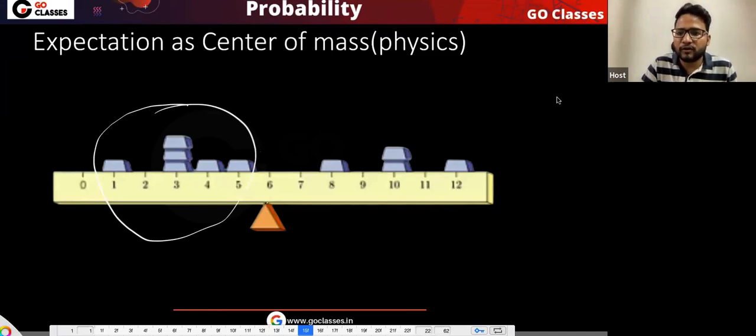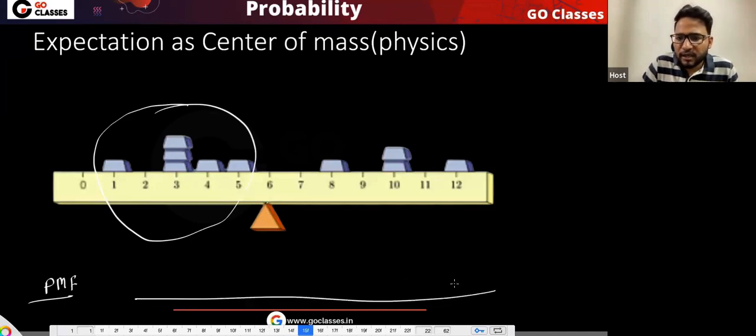So expectation also works like this. Suppose there is a probability mass function, a PMF. Let me say the probability that 12 will appear has very little probability, maybe 1 upon 10. The probability that 10 will appear has a higher probability, maybe 2 upon 10. The probability that 8 will appear has a little lesser probability, maybe 1 upon 10. So let's assume there are probabilities like this.